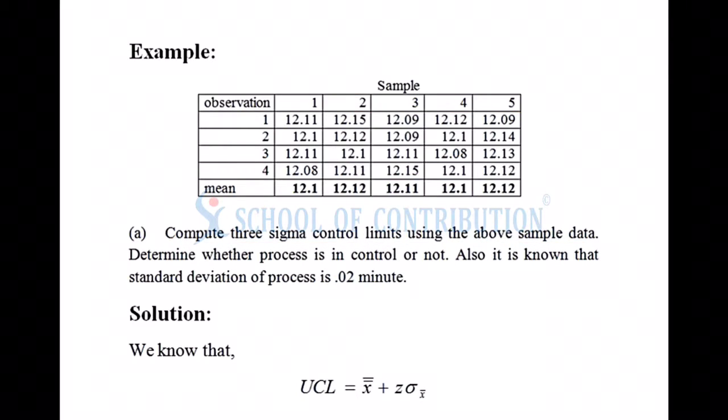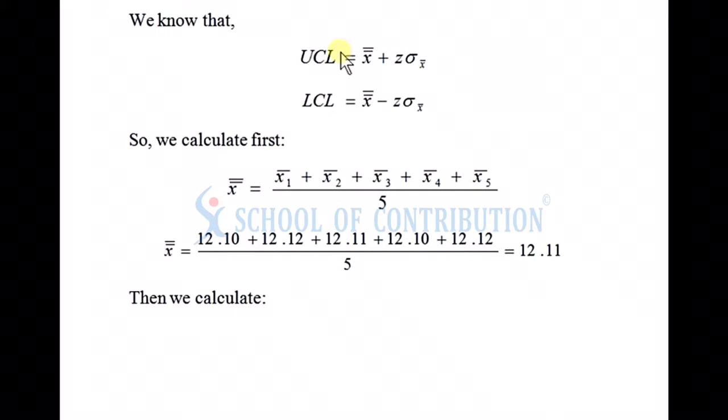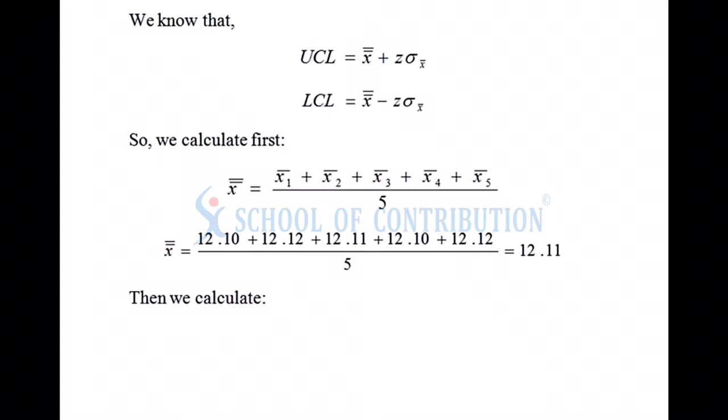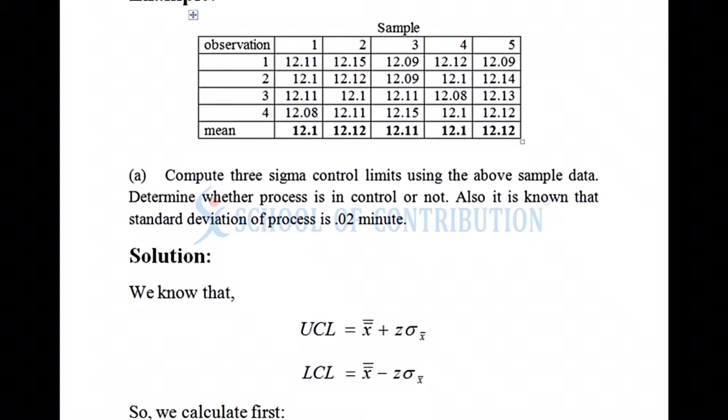So now this is the information we are going to use to calculate the control limits for the mean chart. The formula for calculating the control limits for the mean chart is this, and we have to calculate the mean of the sample means. We have 5 samples: the first sample mean, second sample mean, third sample mean, fourth sample mean, fifth sample mean, and the number of samples is 5. If we look above, the 5 sample means are these. We have to use these sample means to calculate the mean of sample means, that means the value of x double bar.